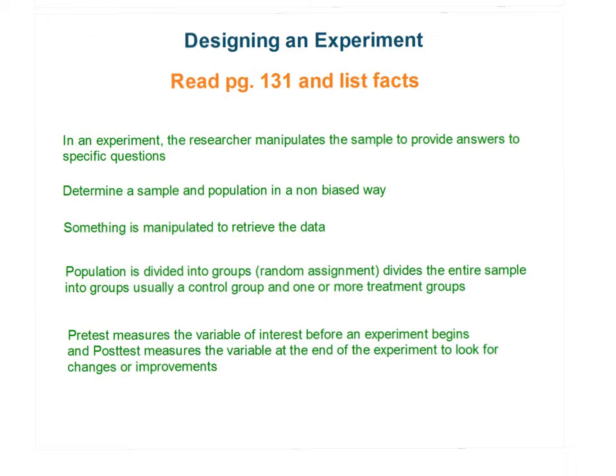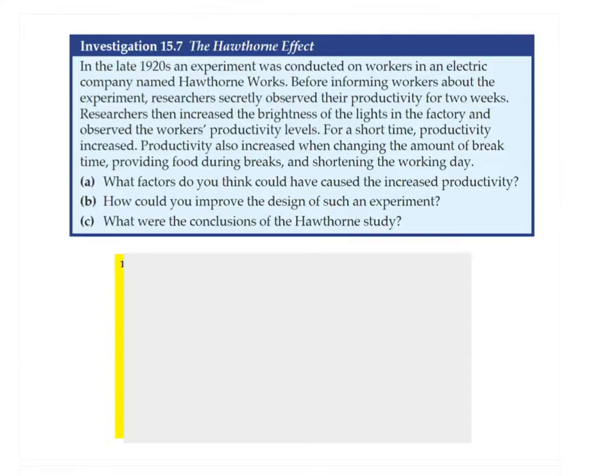Random assignment divides the entire sample into groups, usually a control group and one or more treatment groups. And then you want pre-test measures, the variable of interest before an experiment begins, and post-test measures, the variable at the end of the experiment to look for changes or improvements. Go ahead and read through this scenario and then answer the 3 questions that are listed after it.